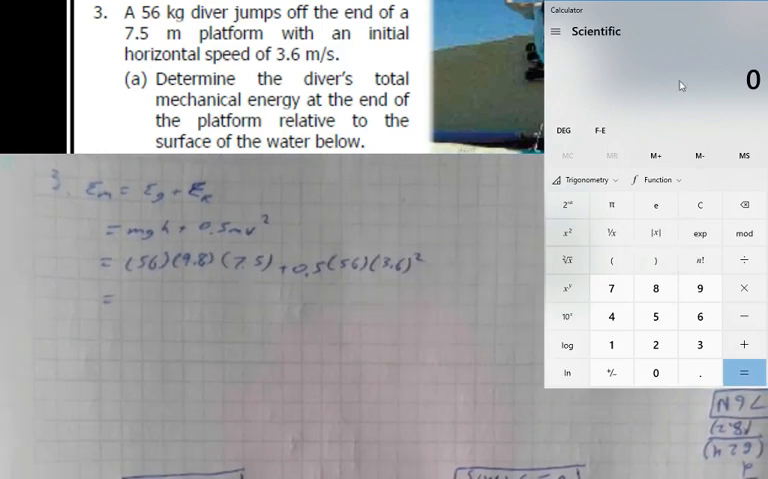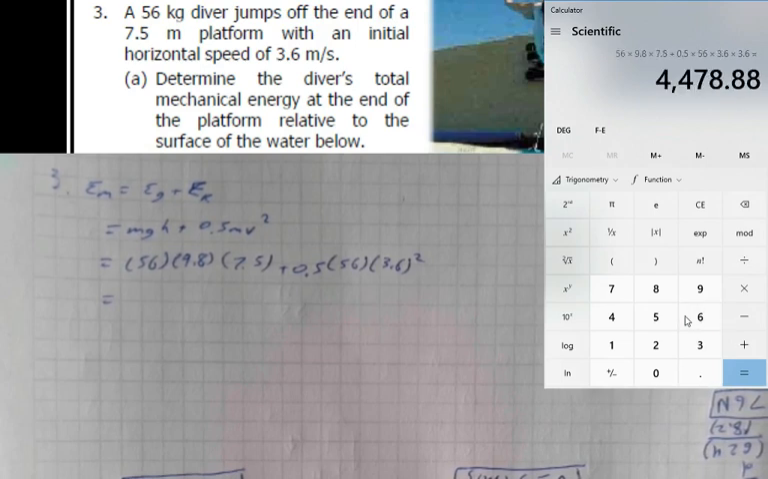So what is our initial amount of energy here? 56 times 9.8 times 7.5 plus 0.5 times 56 times 3.6 times 3.6.